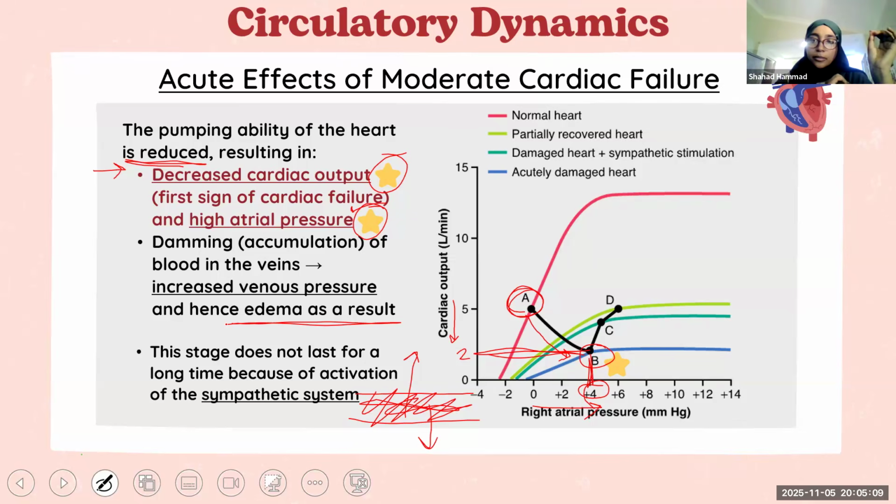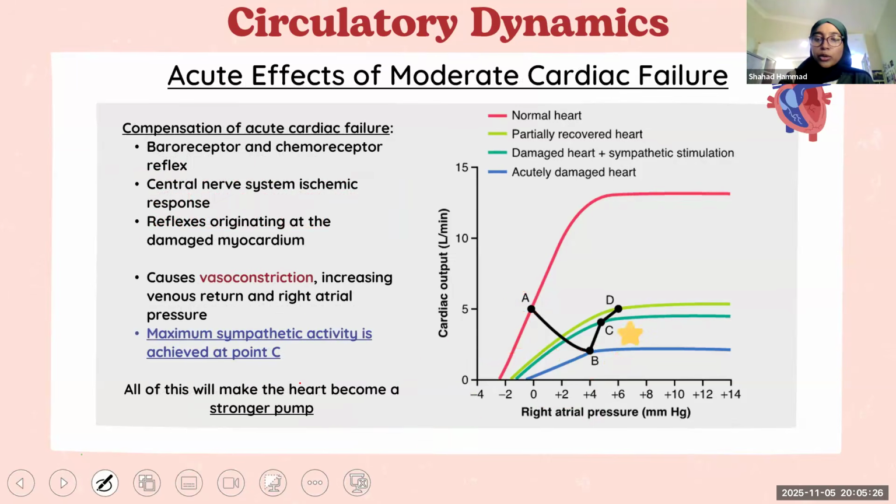Okay, this is the decompensation. The heart will immediately kick in. The kind of physiological changes of the heart and the body will immediately come in and try to fix this. And this is when we activate the sympathetic system. Okay, what happens here is we move from point B to point C. This is the activation of the sympathetic system. What happens here is that the cardiac failure will cause the decrease in the right atrial pressure and the decrease in cardiac output. This will trigger a lot of reflexes in the body, like something called the baroreceptors, the chemoreceptors, central nerve system, and the reflexes in the damaged myocardium.